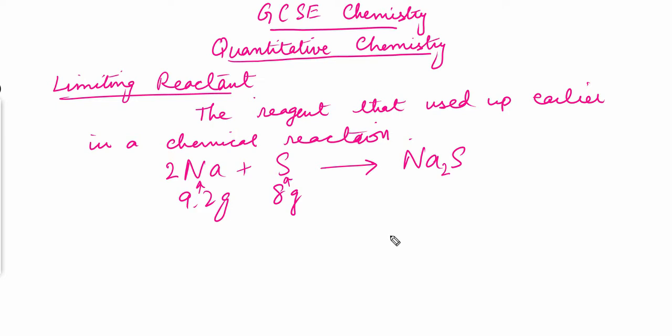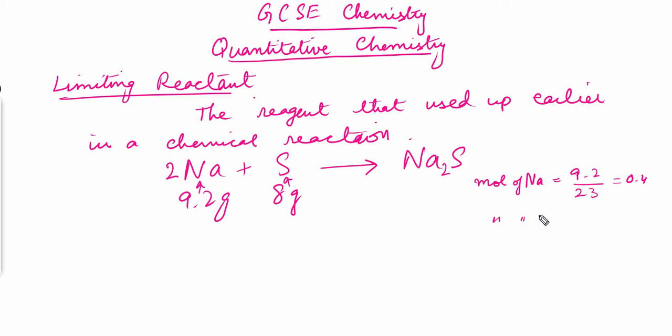Okay, now after balancing this chemical equation, we have to find out the number of moles of sodium, and work out the number of moles of sulfur, and then we will see how we can work out the limiting reactant. So the moles of sodium will be equal to 9.2 divided by 23. So 23 is the molar mass of sodium, and 9.2 is the mass given for the sodium, so it will be 0.4 moles. So we have 0.4 moles of sodium.